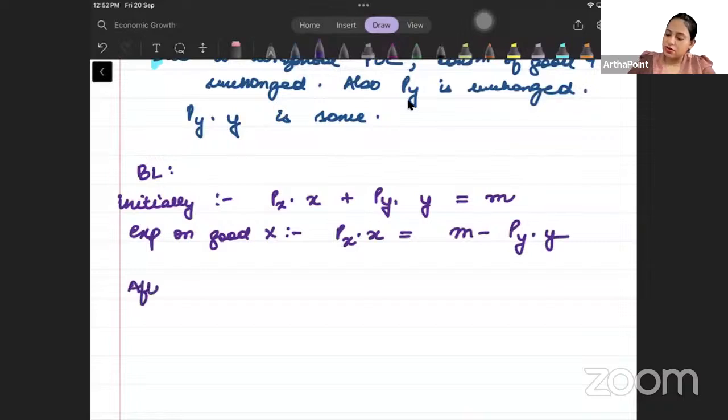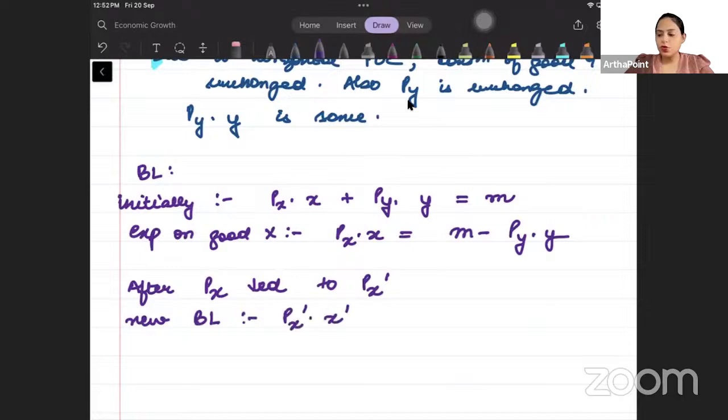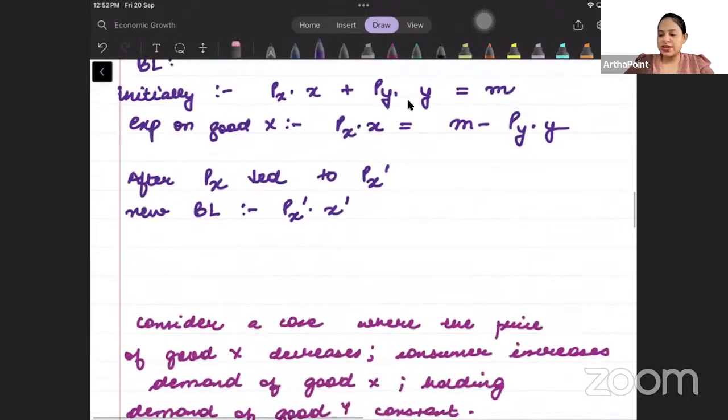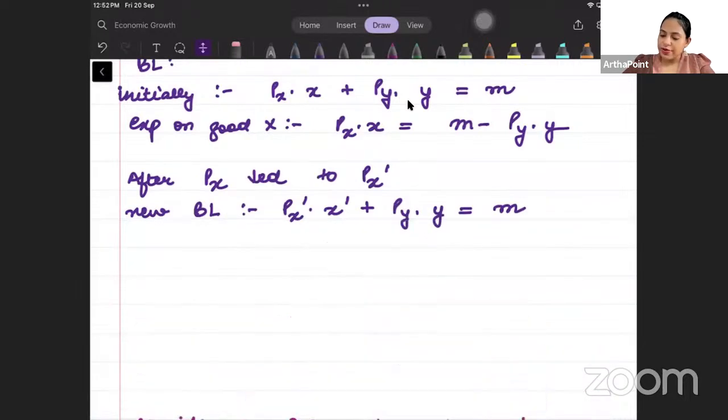Now, after the price of good X decreased to Px dash, what will be your new budget line? It will be Px dash into X dash. Look, price of good X had changed. Consumption of good X had changed. So Px dash into X dash plus Py into Y equal to the income of the consumer. Income is unchanged. The income of the consumer has not changed. So from here, what will come out to be the expenditure on good X now?